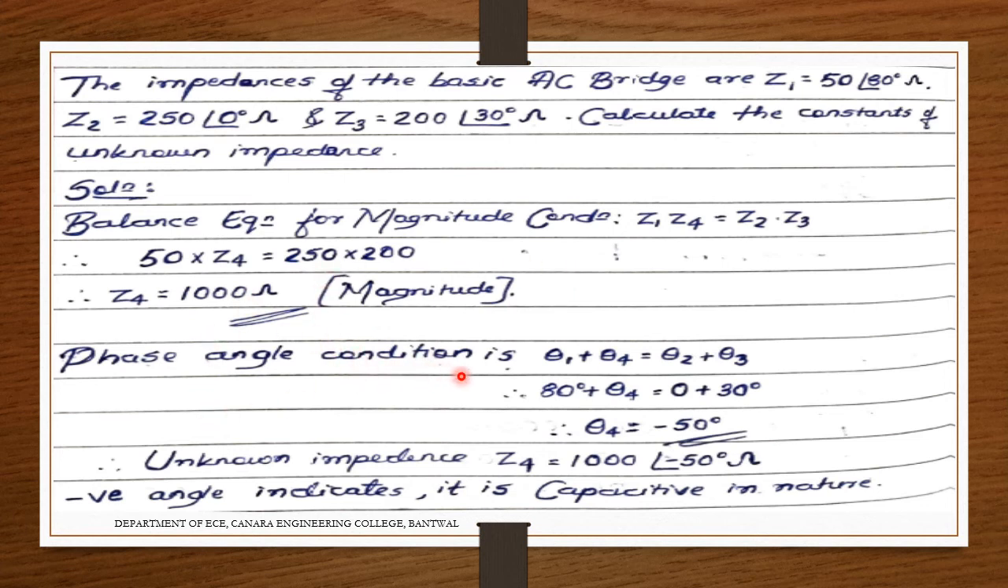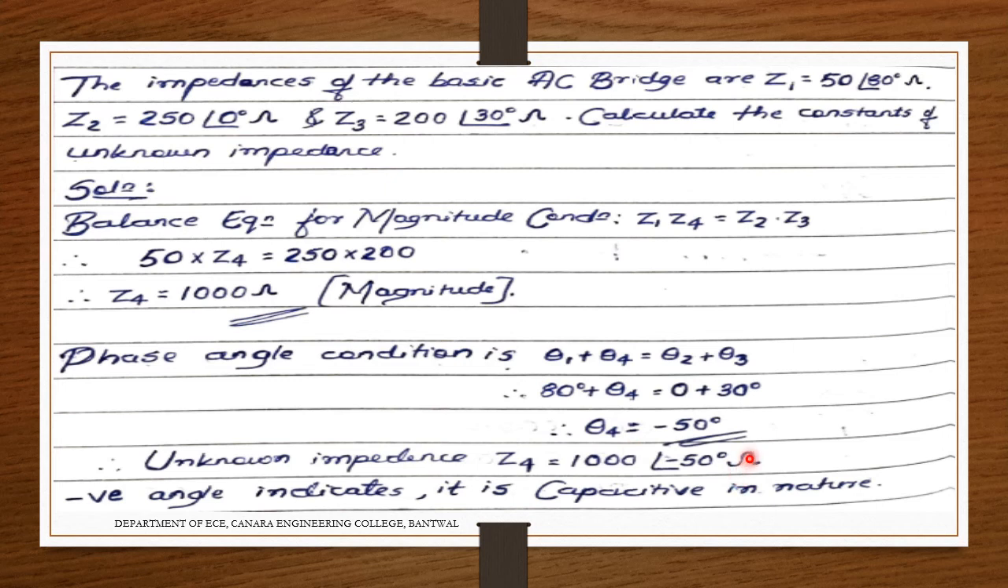The phase angle condition is theta 1 plus theta 4, that is what you have multiplied here, should be equal to theta 2 plus theta 3. So 80 degree plus theta 4 is equal to 0 degree plus 30 degree. The same thing substituted here. So theta 4 is equal to minus 50 degree. This is the shortcut method. So the unknown impedance is Z4 is equal to 1000 at an angle of minus 50 degree.